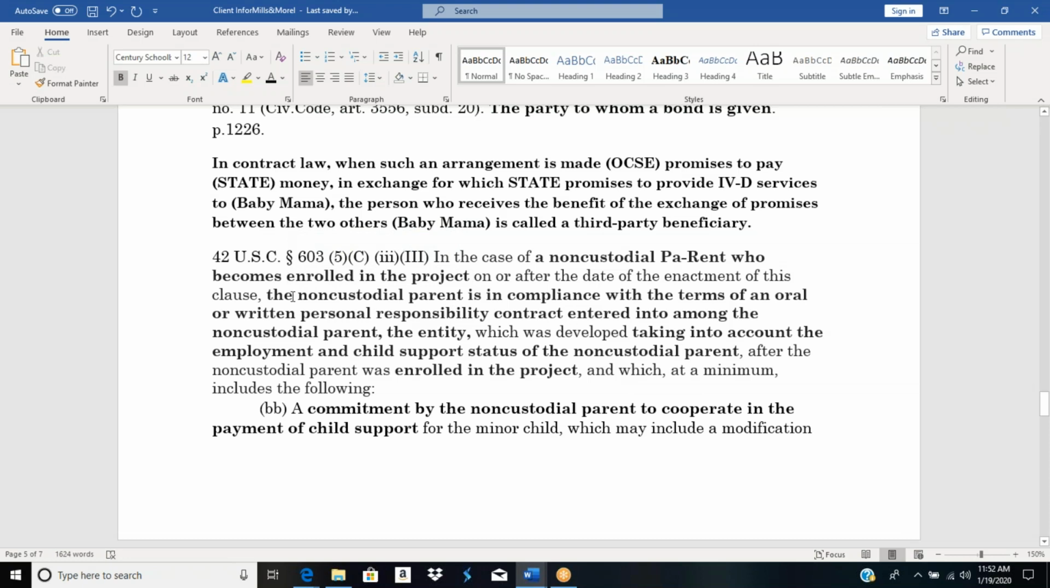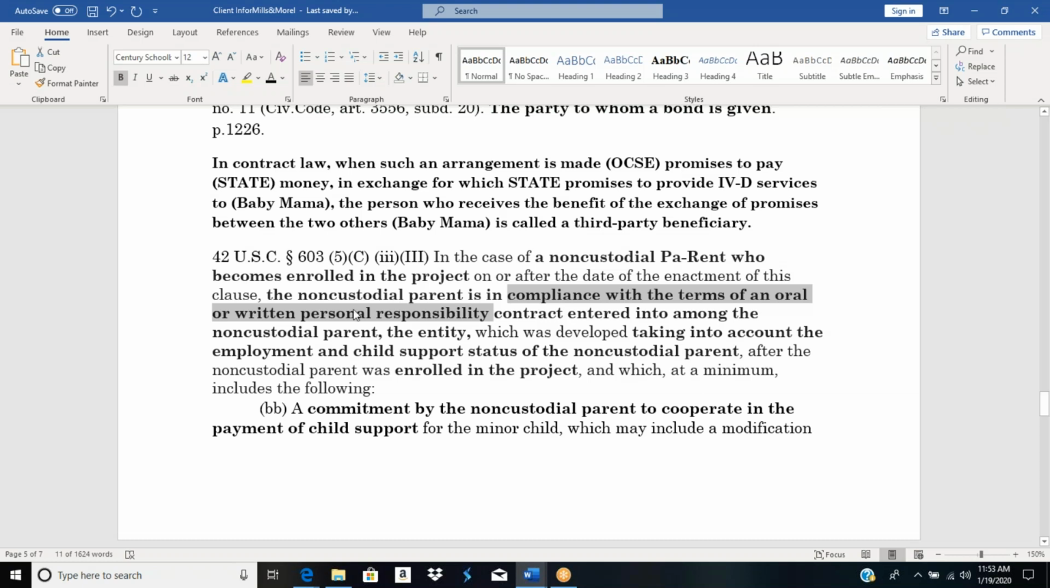Now, here's some more. All right, so we got the non-custodial parent. So wait a minute, okay. What are the terms of an oral, or when did I go into the terms and agree to be in compliance with the terms of an oral or written personal responsibility contract? And when did I enter this contract with the Child Support Enforcement Agency operating in this state? When? When did that happen? I need to see some documentation.